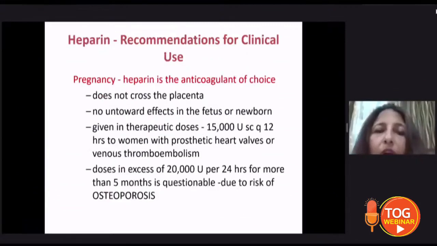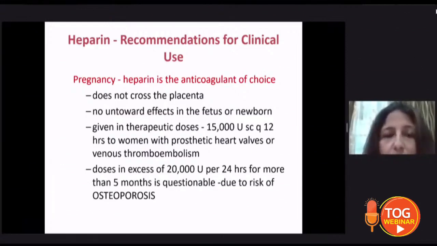Now, recommendations for clinical use. Heparin is the anticoagulant of choice in pregnancy because it does not cross the placenta, and has no untoward effects on the fetus or the newborn when given in therapeutic doses. Doses in excess of 20,000 per 24 hours for more than 2 to 5 months are questionable due to risk of osteoporosis.